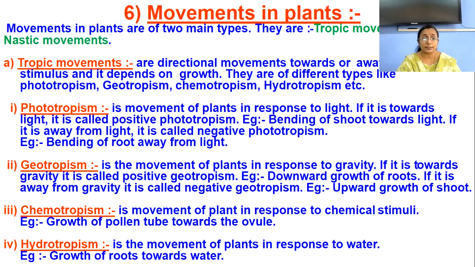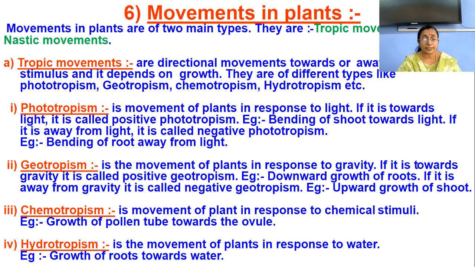Now, plants also show response to gravity. So you know that the roots always grow in the direction of gravity, whereas the stem grows opposite to the direction of gravity. So we can say that the stem is negatively geotropic, whereas the roots are positively geotropic.